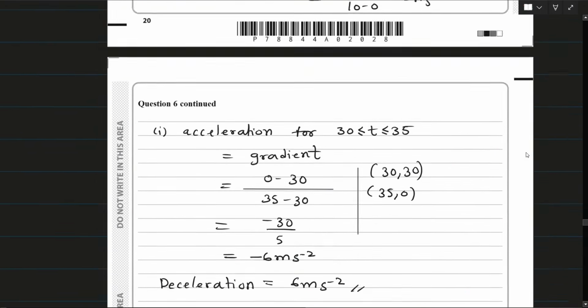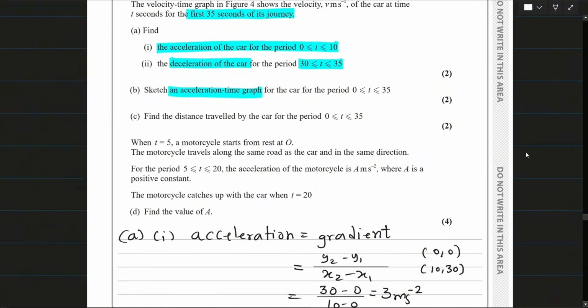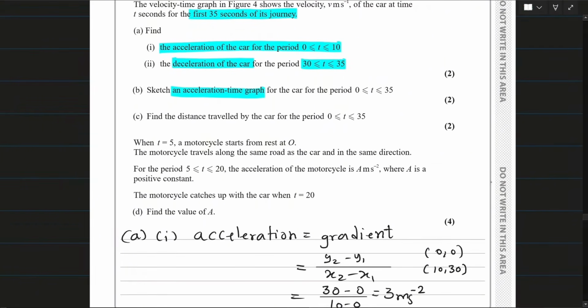Now for part D, we have some additional information. We see that in part B, we have a motorcycle that also starts from the same point as the car, but the motorcycle starts when time equals 5. The motorcycle then travels along the same road as the car and in the same direction. It is also said that for the period between 5 to 20 seconds, the acceleration of the motorcycle is a meter per second squared, and a is a positive constant.